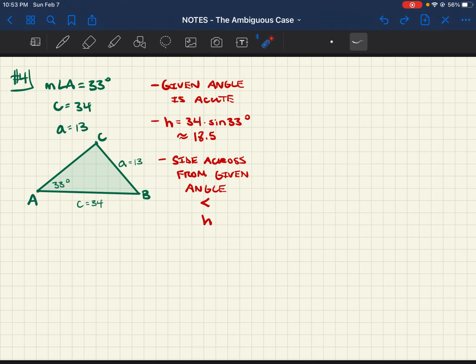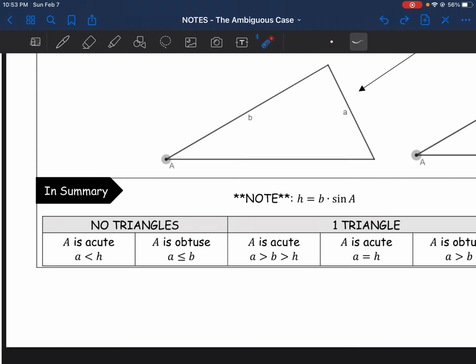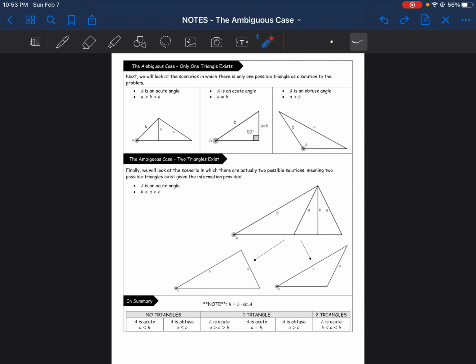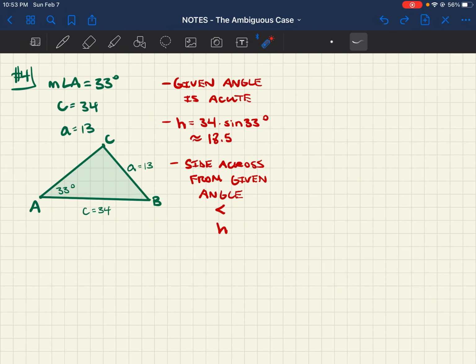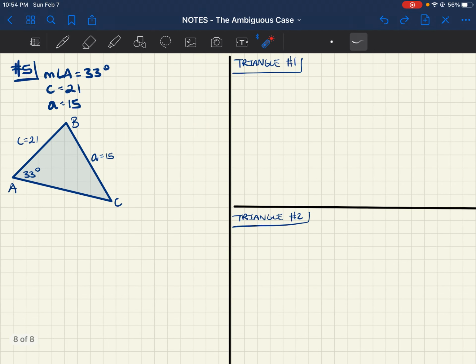Now notice that the side across from the given angle, which is 13, is smaller than the length of that altitude, 18.5. And if we look at our little table there, this means that it is an impossible triangle. See again here, A is acute, so the angle given is acute. We fell into that scenario. And the side across from the angle given was less than the actual altitude length itself. So that's an example of an impossible triangle. Therefore, no triangle solution. And you can probably guess what the last example is going to be.